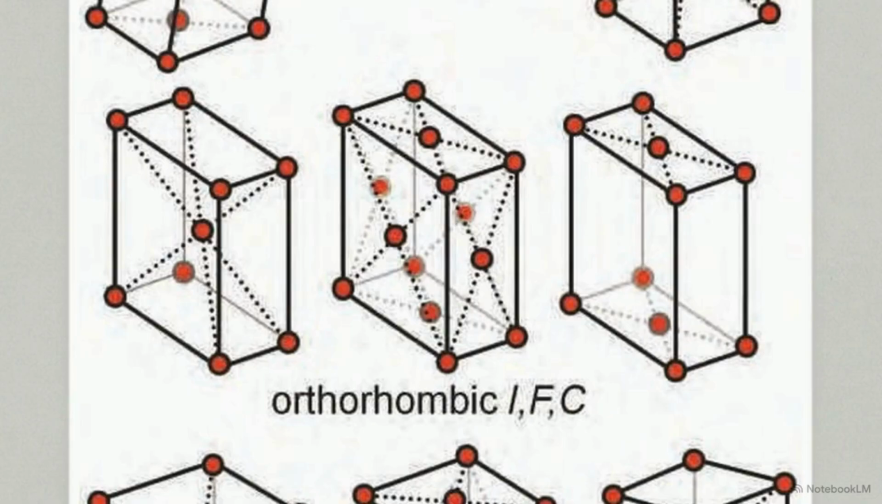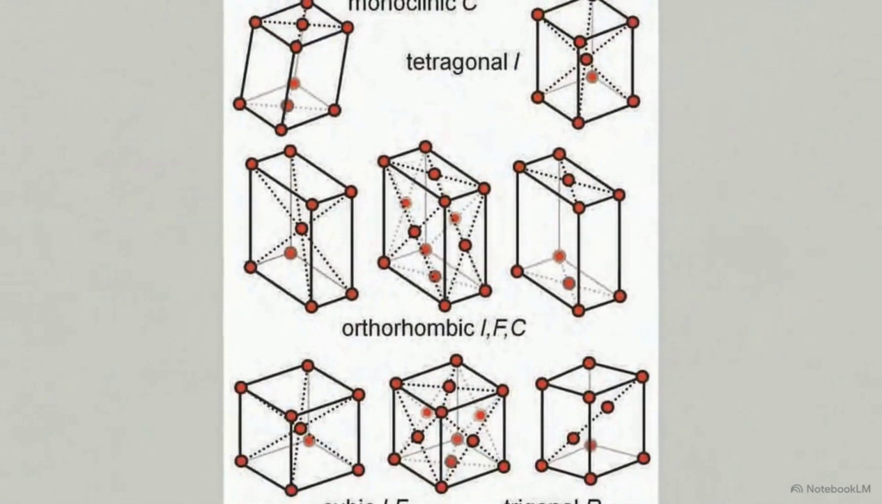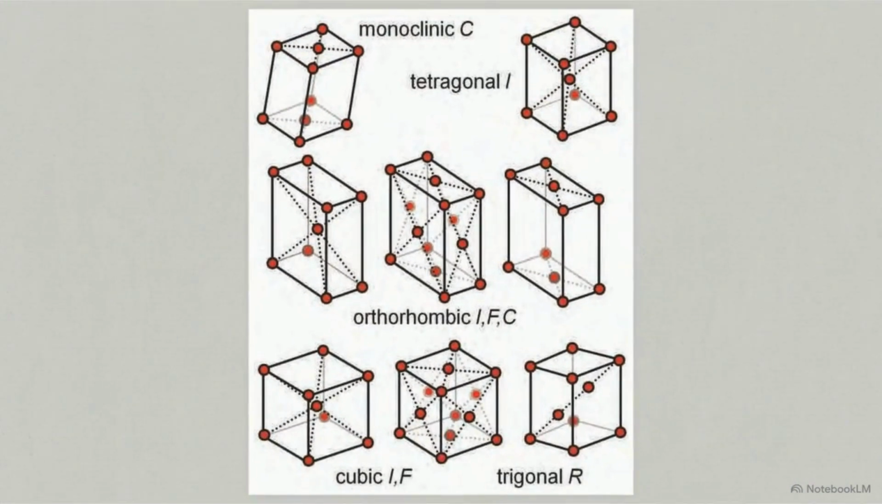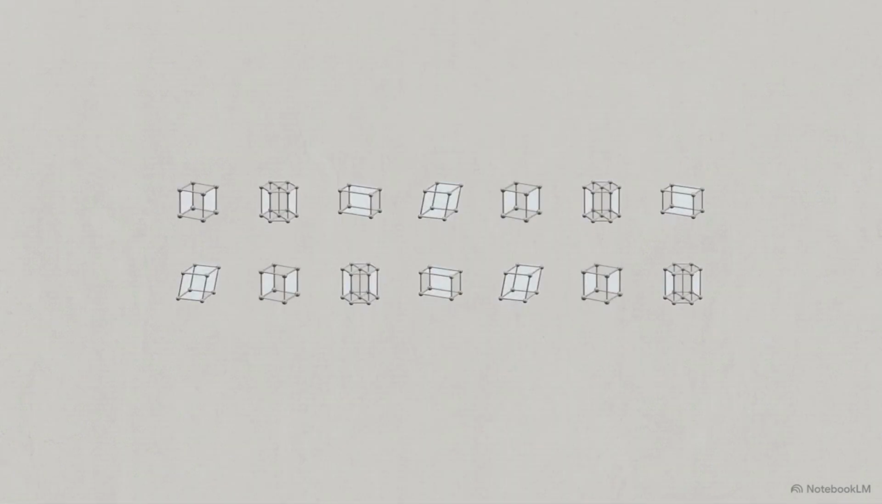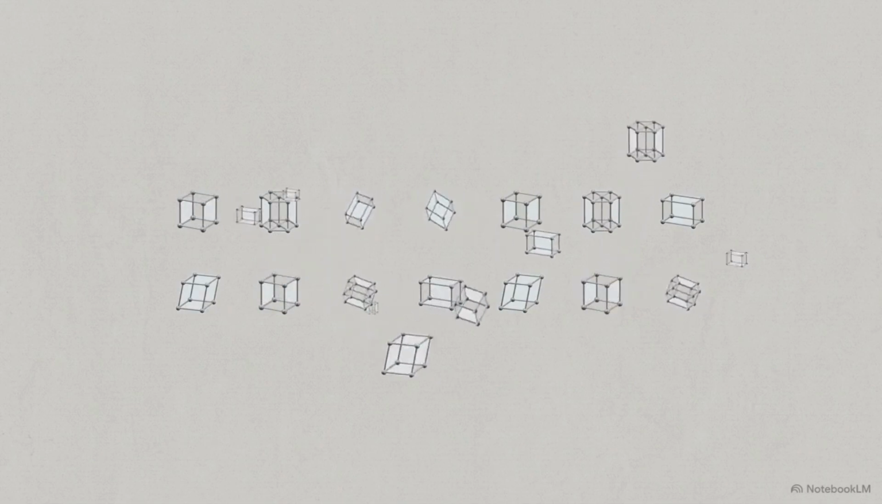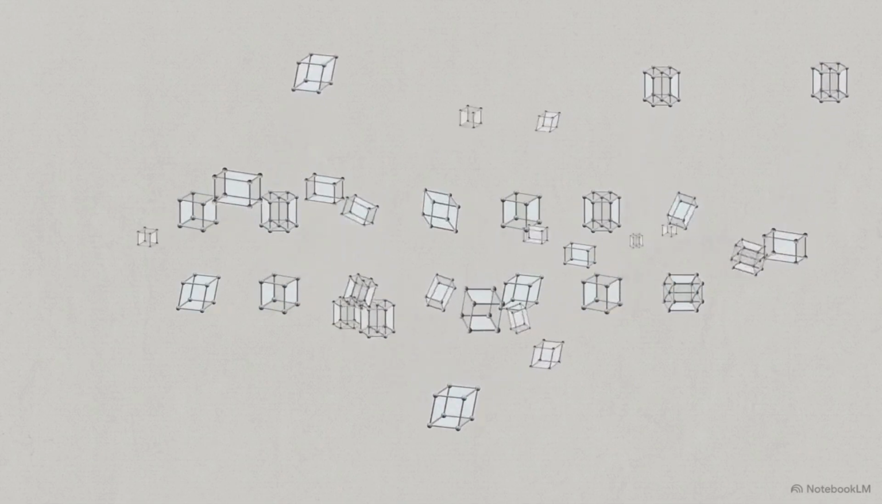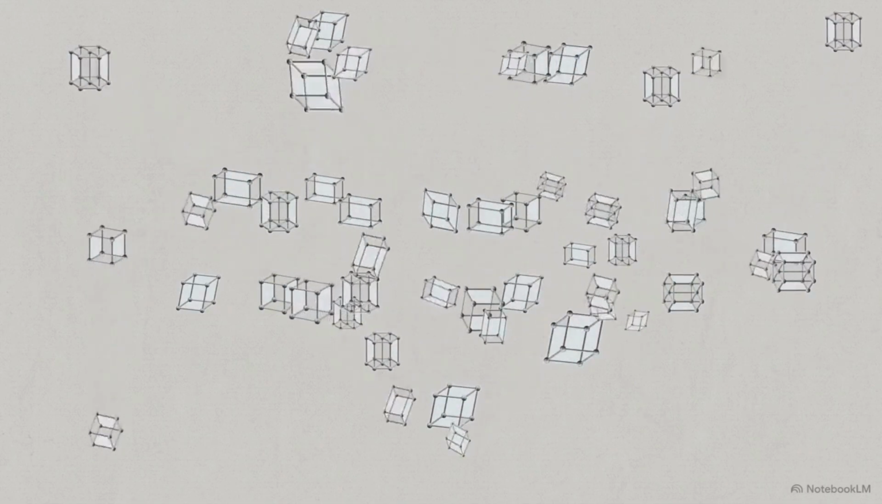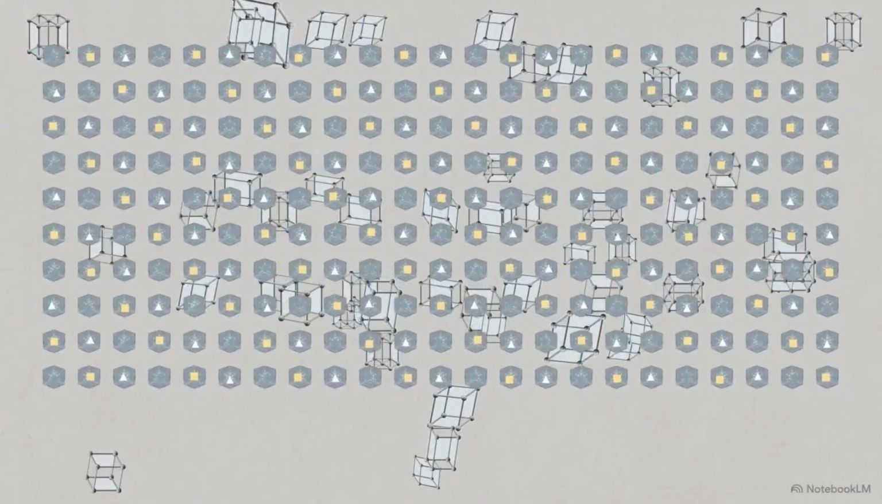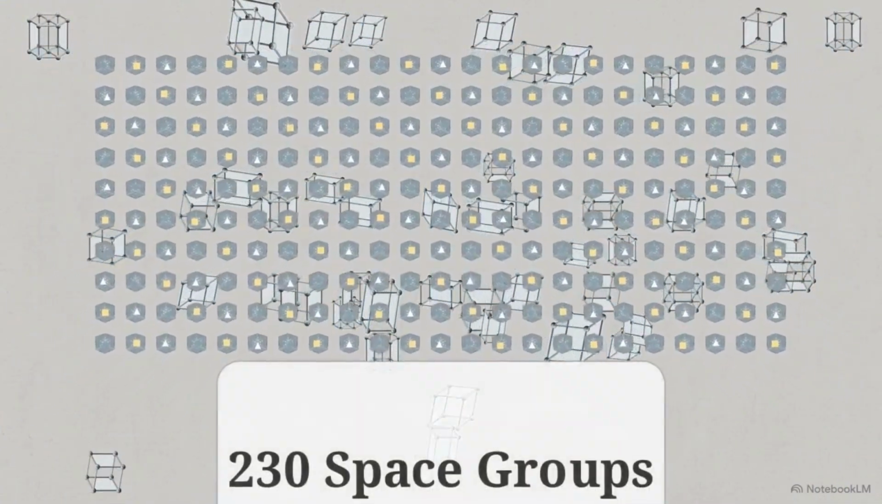In 3 dimensions, there are only 14 ways to arrange points in a translationally periodic lattice. These are the Bravais lattices, the essential skeletons for any 3D crystal structure. When we combine these 14 lattices with all possible geometric operations, like rotations and mirror reflections, we find exactly 230 unique ways to organize matter in space. These are the 230 space groups.